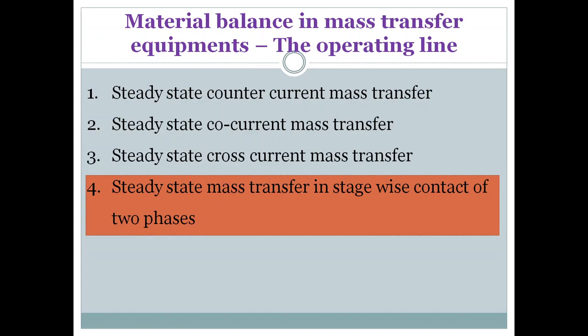The fourth one, the concept is steady state mass transfer in a stage wise contact. Stage wise contact of two phases means that in different stages I am creating different equilibrium within a single equipment, and this is the concept here. So this is the higher version. How can I make this?